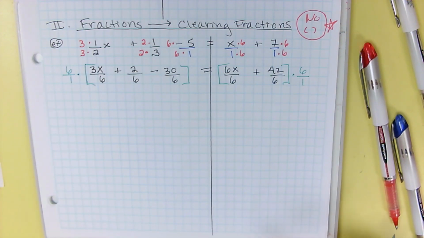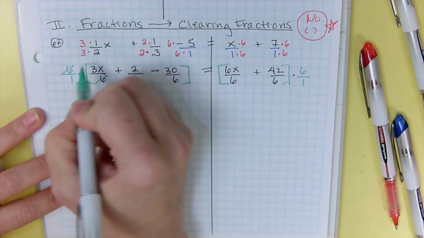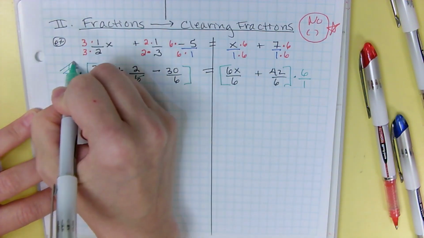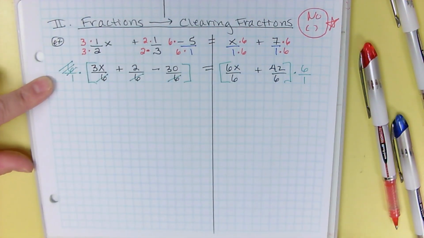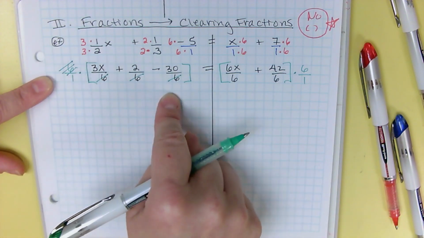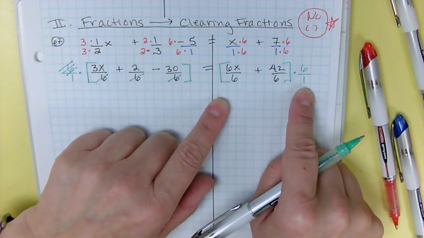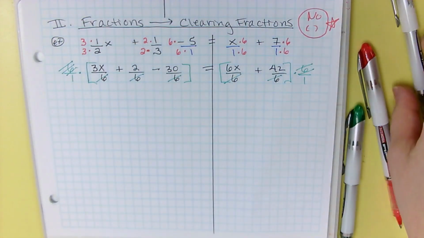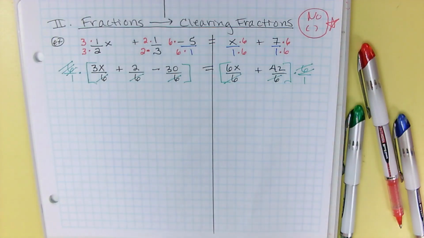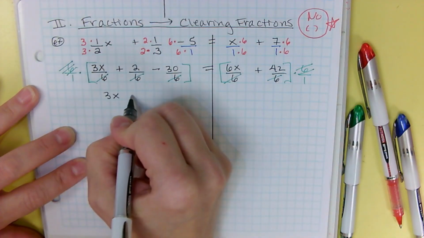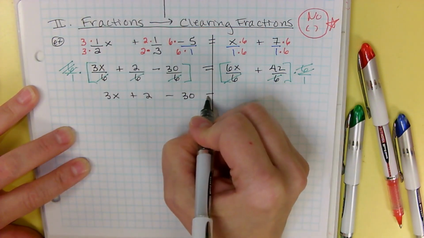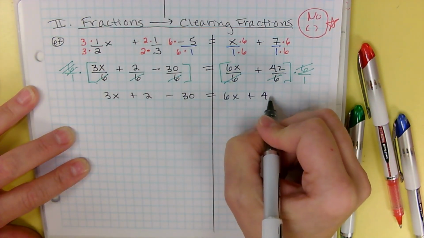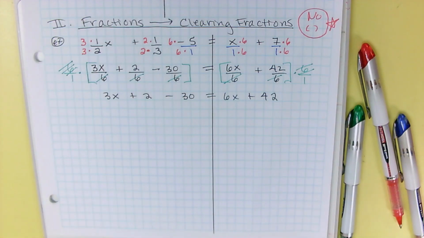So what happens? Well, when you multiply something by its reciprocal, it cancels out to 1. So 6 and 6, 6 and the next 6, 6 and the next 6. Because remember, distribution property, it's actually being multiplied by all 3 of them. Same thing here, distribution property, 6 and a 6, 6 and a 6. All the bottoms are gone. What do we got left? I have 3x plus 2 minus 30 equals 6x plus 42. And look at that. It's not as bad anymore. This is a nicer problem.